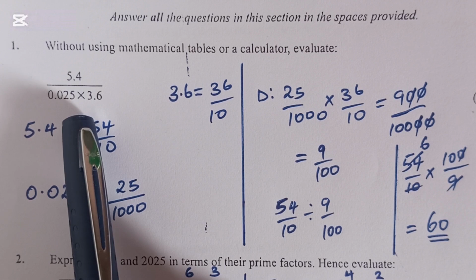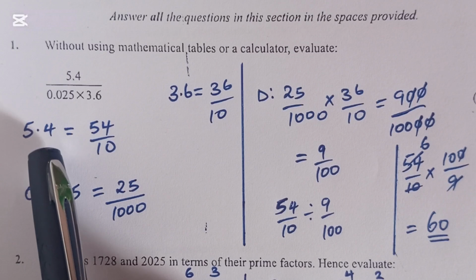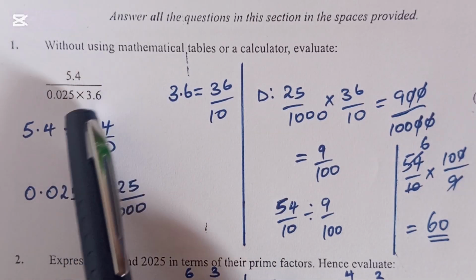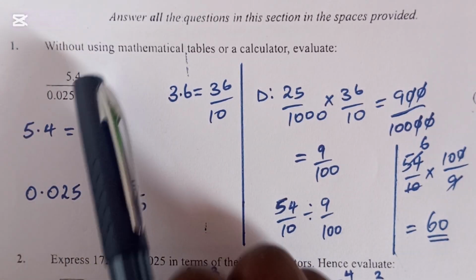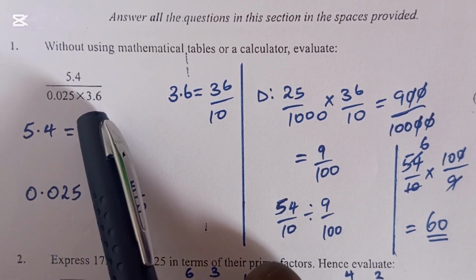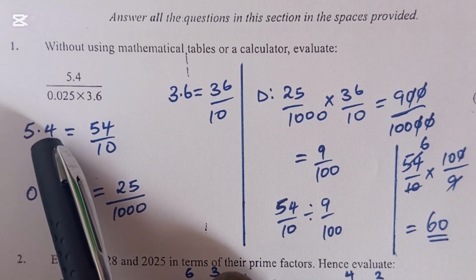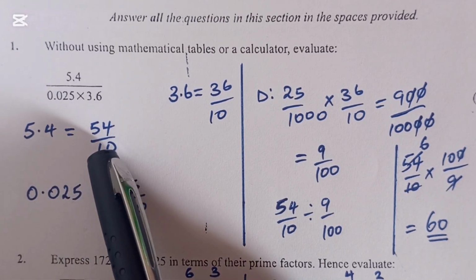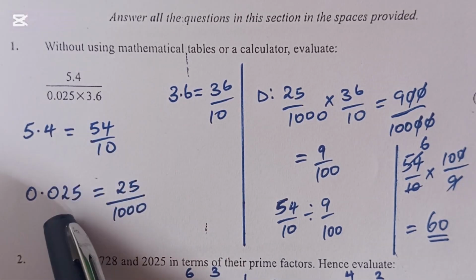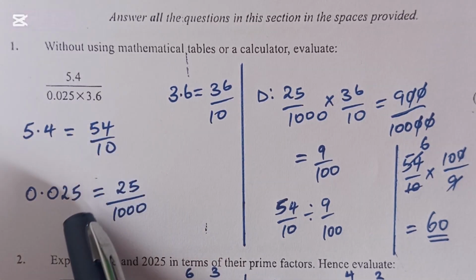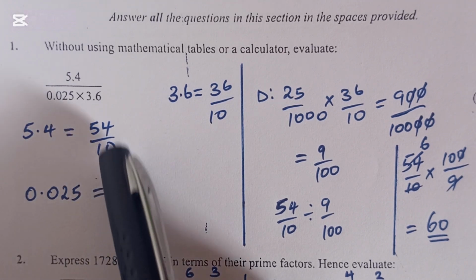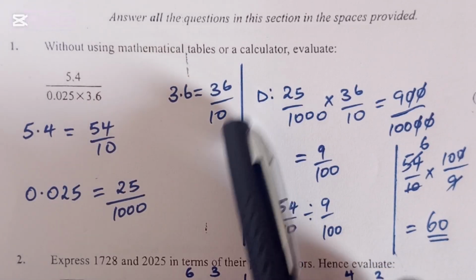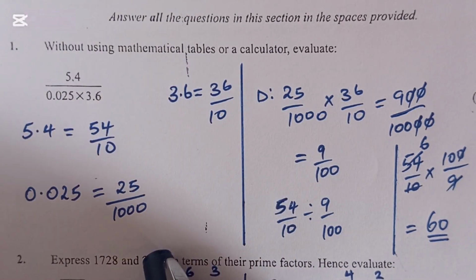There are many ways of working out this particular question, but I've chosen to convert all these decimals into fractions. So we start with 5.4. As a fraction it is 54 over 10. Why over 10? Because we have one decimal place. 0.025 as a fraction will be 25 over 1000 because of the 3 decimal places. And 3.6 as a fraction will be 36 over 10 because of one decimal place.